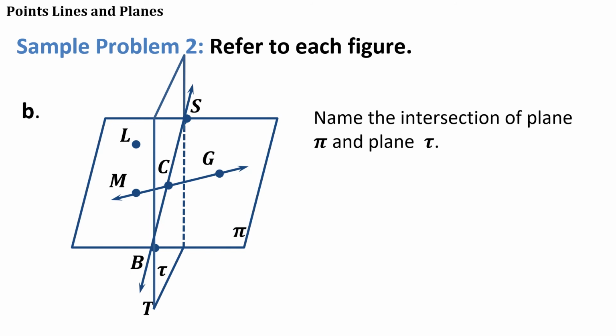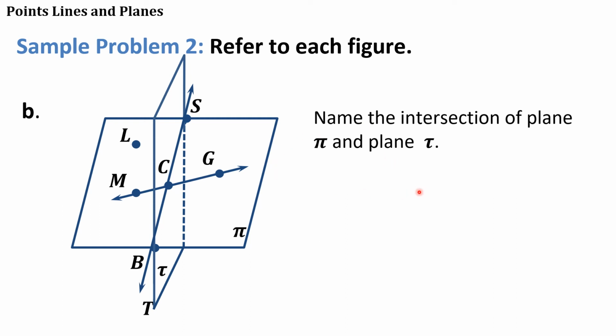Now I have something different here. I have 2 planes and they are intersecting each other. Again, it's like a piece of paper. I have one here and I have the other one right there. When you see this dotted line, it just means it's behind that figure. One of those planes is called plane pi and the other one is plane T. It says name the intersection of those two planes.